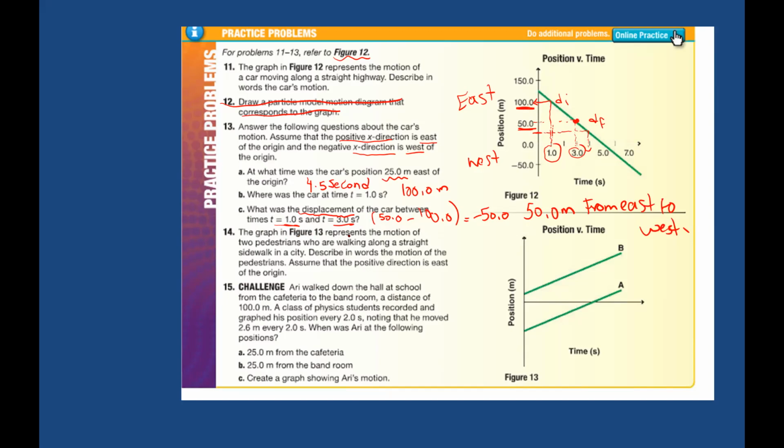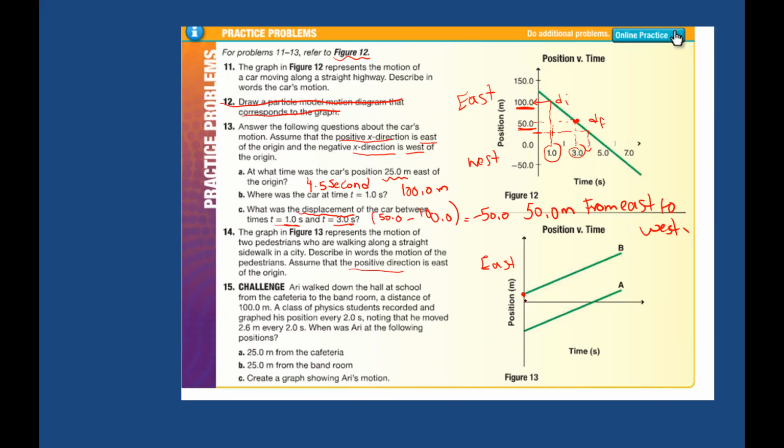The graph in figure 13 represents the motion of two pedestrians, some people walking along a straight sidewalk in the city. Describe in words the motion of the pedestrians. Assume that the positive direction is east of the origin. So that's east. Now, if we were to describe this, I would say pause the video and try to solve this on your own, just to check later.